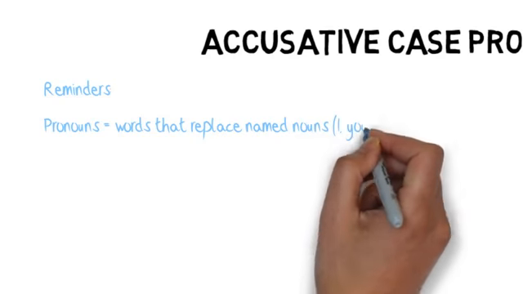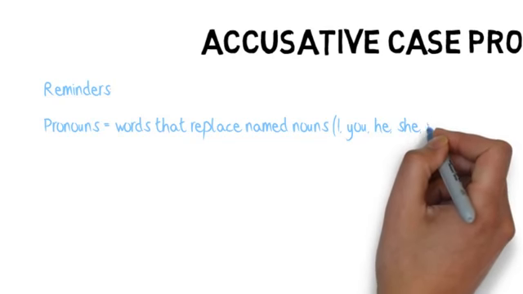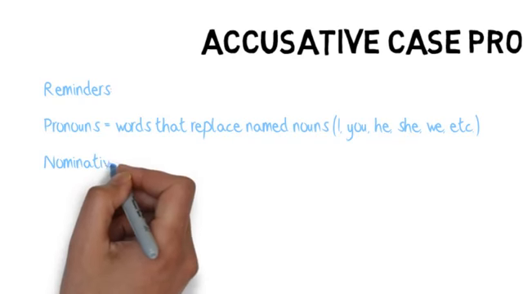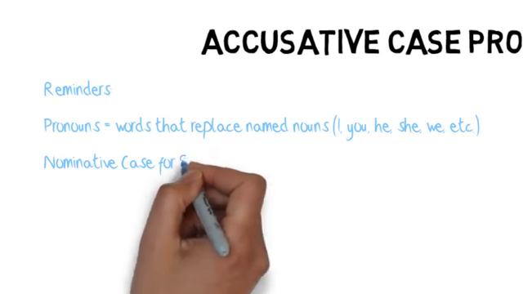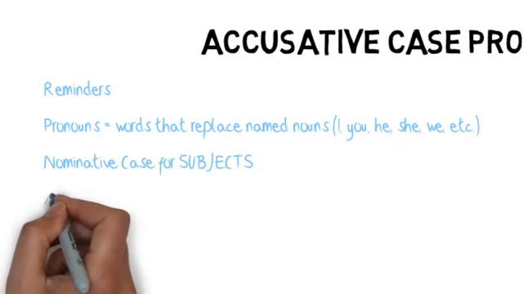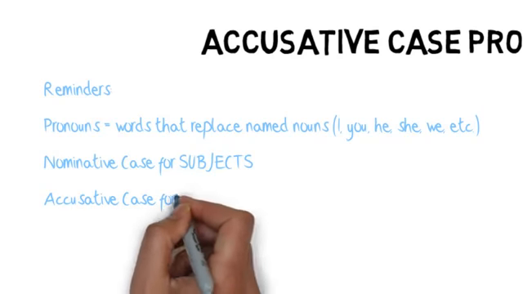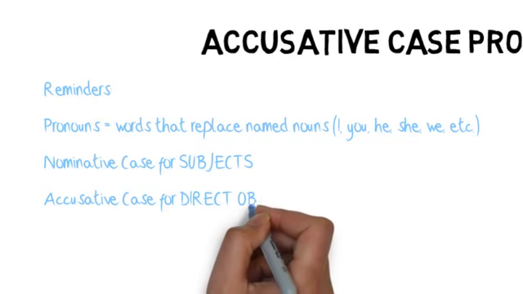You are already very familiar with pronouns in the nominative case, the case being used for the subject of the sentence. What will be new to you are pronouns used in the accusative case. In other words, pronouns used as direct objects like me, him, her, us, and so on.